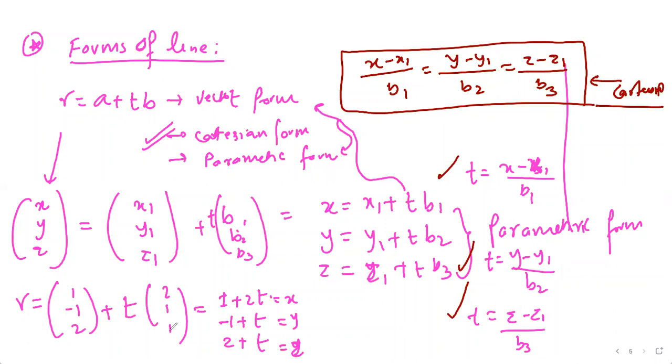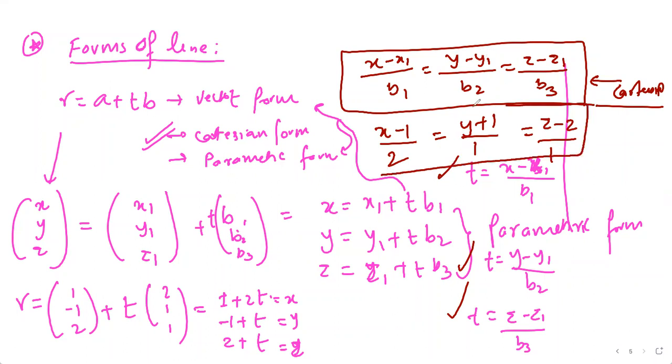So if you wish to write this in Cartesian form, since this line passes through 1, -1, and 2, the equation will become (x minus 1) upon 2 equals (y plus 1) upon 1 equals (z minus 2) upon 1. So 2, 1, 1 goes to the denominator, and 1, -1, and 2 are the x1, y1, and z1 values respectively. So this equation is basically the Cartesian equation of the line. Mainly you will be using the parametric form and vector form, but sometimes you're given lines in Cartesian form. That's why I have explained it for your knowledge.